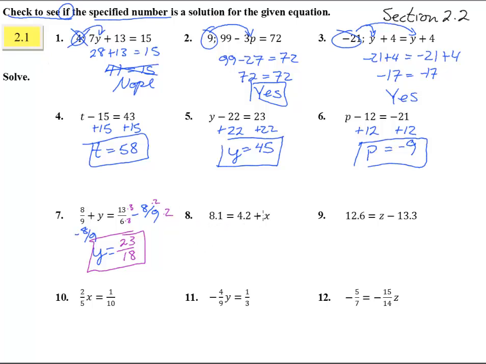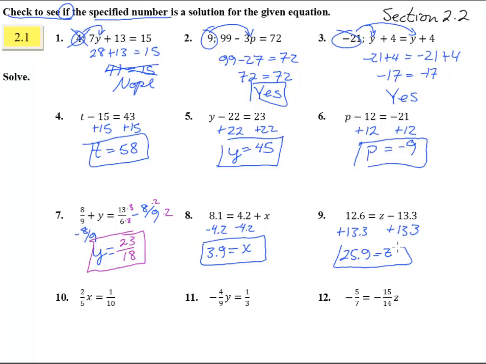Number 8. Here we're trying to get x by itself. We've got to get rid of this positive 4.2, so subtract 4.2, subtract 4.2, and we're left with x equals 3.9. Number 9, the opposite of subtract 13.3 is add 13.3, so we do this to both sides. We get z equals 25.9.